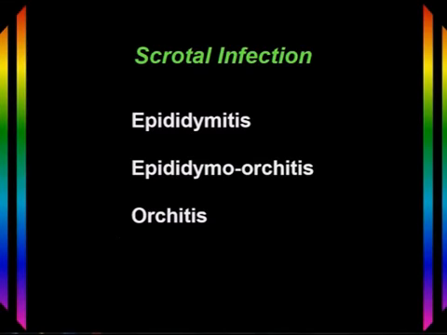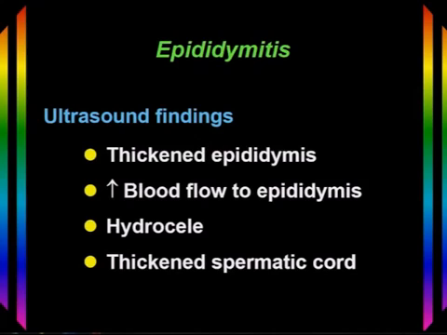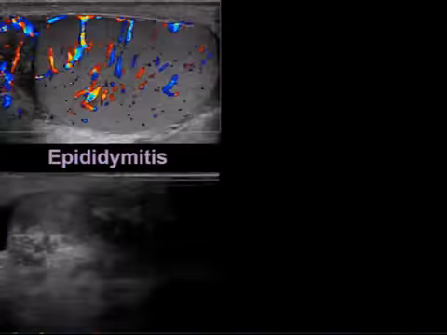Scrotal infection can involve the epididymis. It can involve the epididymis and the testicle, or it can involve just the testicle. And we can see changes depending on what kind of infection it is on ultrasound. With epididymitis, there's thickening of the epididymis with increased blood flow to the epididymis. There may be a hydrocele, and there may also be an associated thickened spermatic cord.